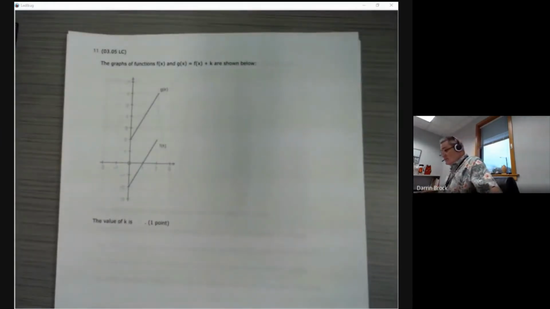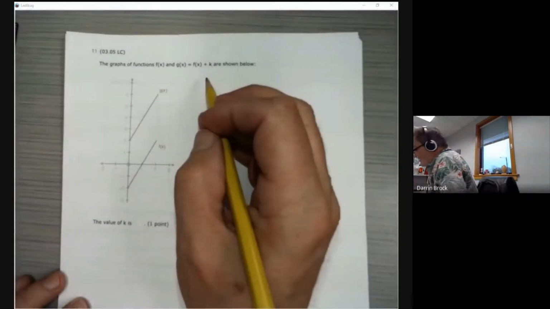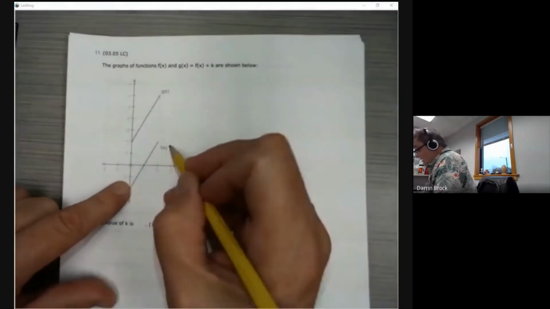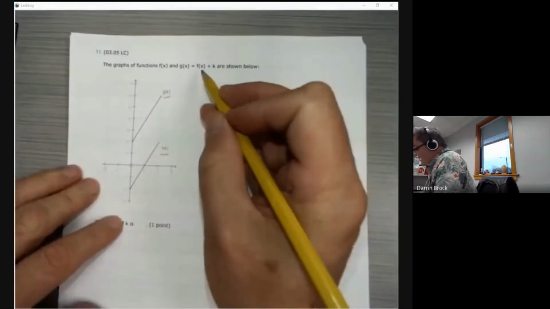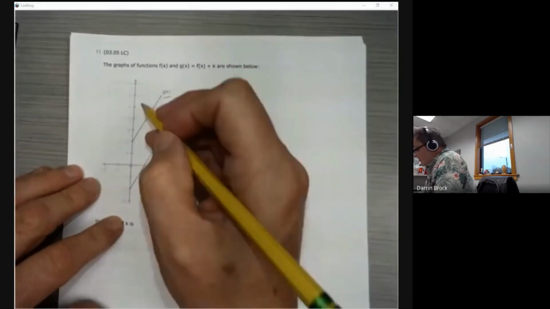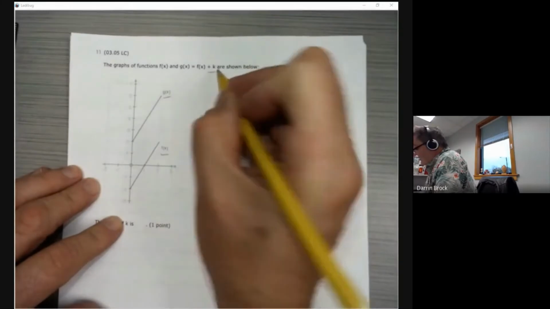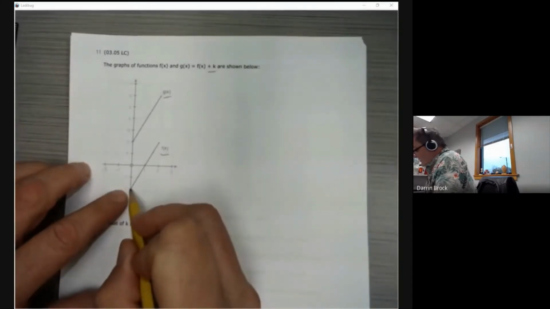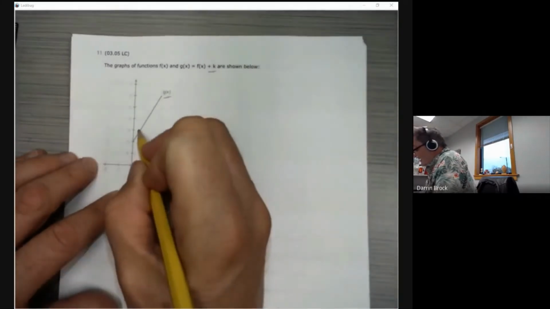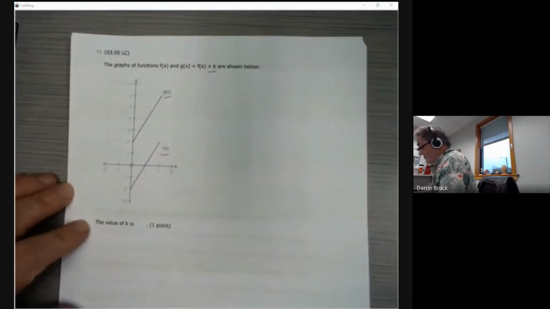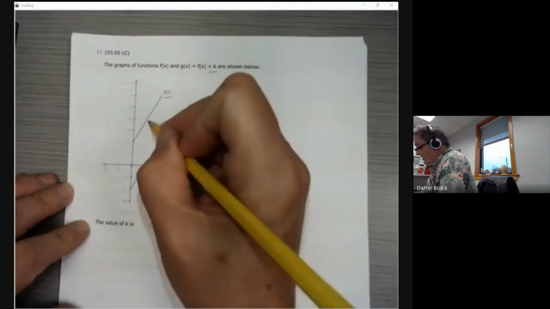All right, the graph of functions f of x and g of x equals f of x plus k. So here's f of x, here's g of x, and they're saying this is the same thing since they're parallel. It's the same thing as taking f of x and adding k to it. If we add k to it, we'll get g of x. So the value of k is what? Well, what did it take to move this graph from here up to there?